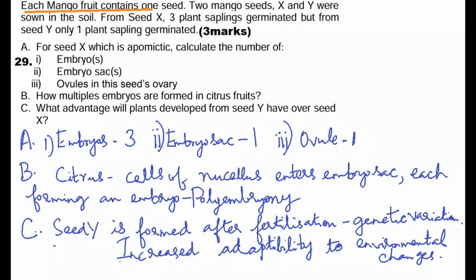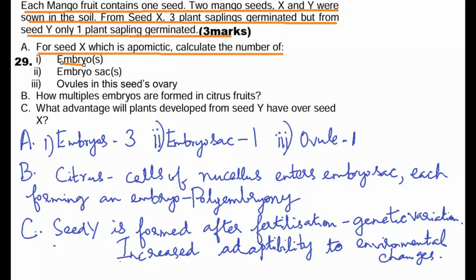Each mango fruit contains one seed. 2 mango seeds X and Y were sown in the soil. From seed X, 3 plant saplings germinated, but from seed Y, only 1 plant sapling germinated. Now this question carries 3 marks. So it's a case study question. Now option A asks for seed X, which is apomictic, calculate the number of embryo sacs and ovules in the seed's ovary.